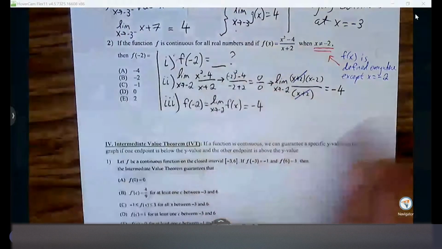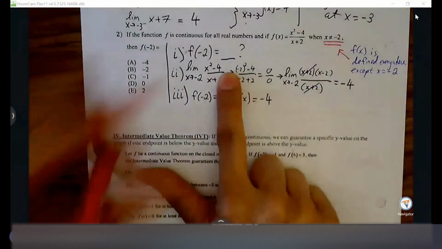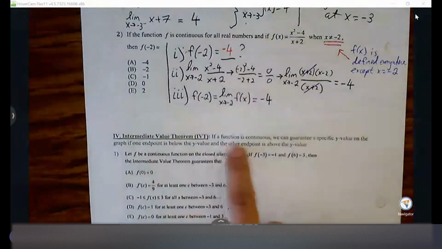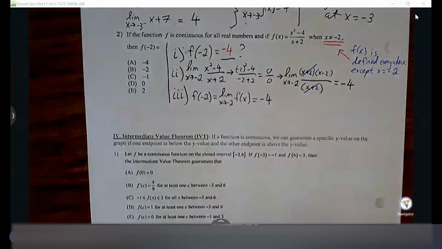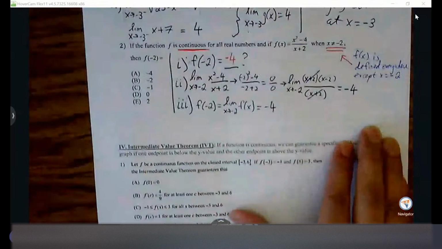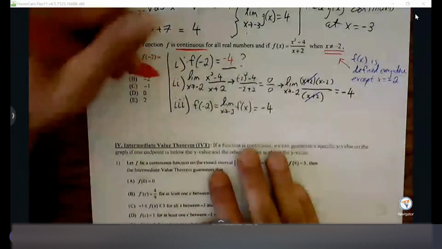But in order for that to agree, I need everything to be lined up with -4. And because of that, we can go back and say, well, f of -2 must be equal to -4, because that's the only way that I can get everything to be lined up. And because I'm trying to fulfill continuity conditions, that's why I know I need everything lined up.